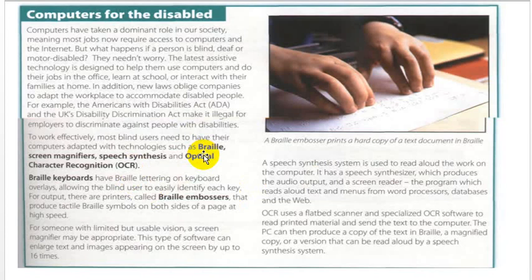OCR, optical character recognition, uses a flatbed scanner and optical character recognition software to read printed material and send the text to the computer. The PC can then produce a copy of the text in Braille, a magnified copy, or a version that can be read aloud by a speech synthesizer system.